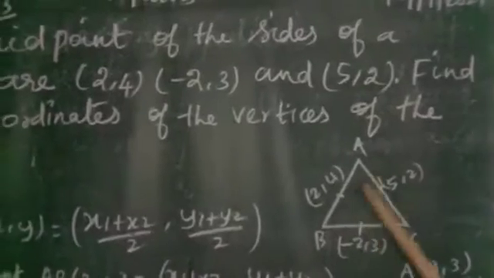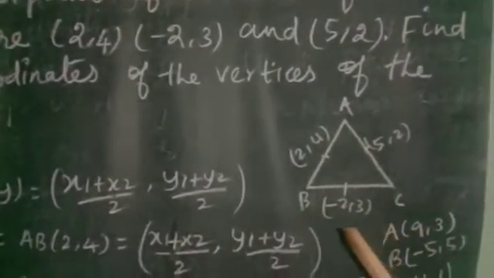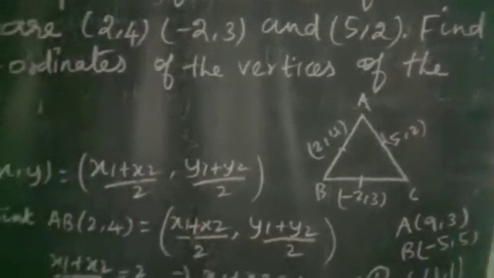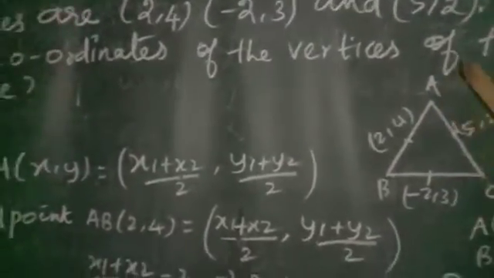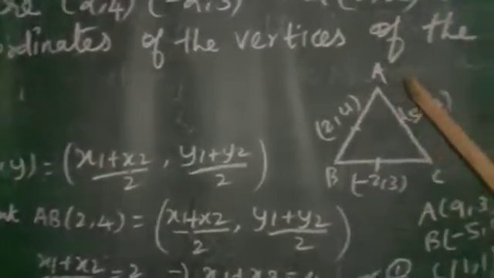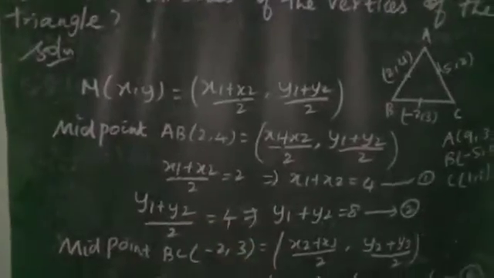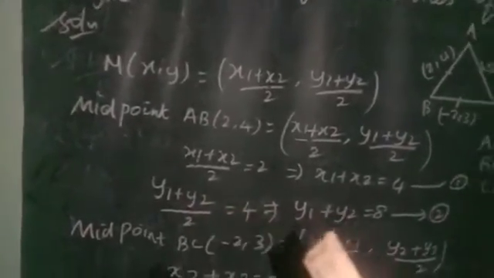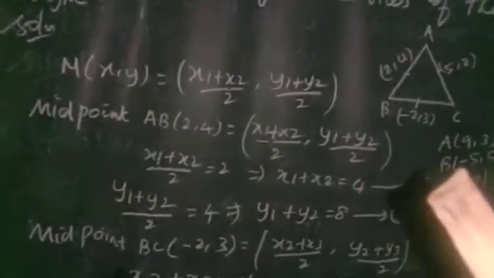So here the midpoint of AB is (2, 4), the midpoint of BC is (-2, 3) and the midpoint of AC is (5, 2). So we have to find the coordinates of the vertices of the triangle, the points A, B, C. First we recall the midpoint formula: (x1 plus x2) divided by 2, comma, (y1 plus y2) divided by 2.